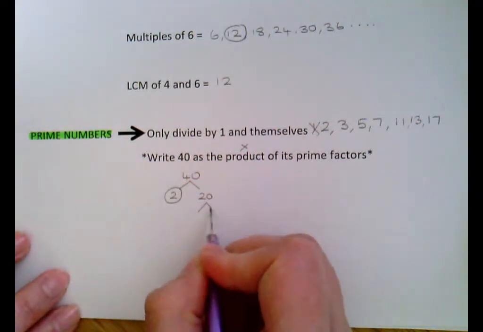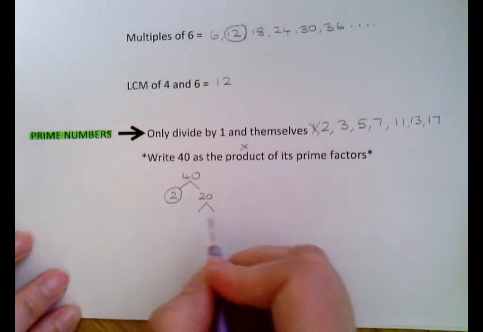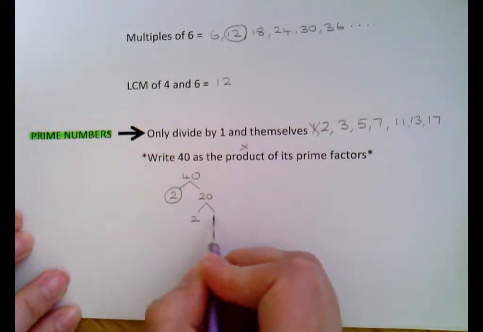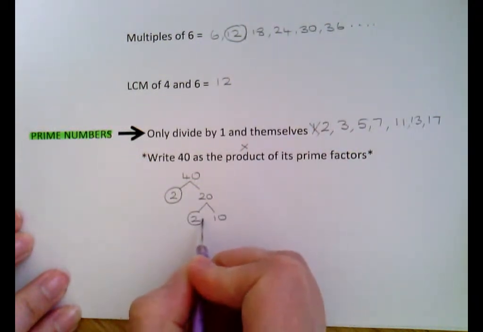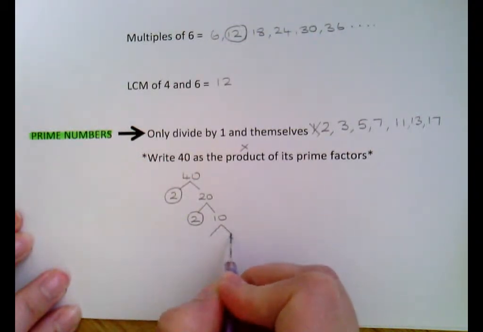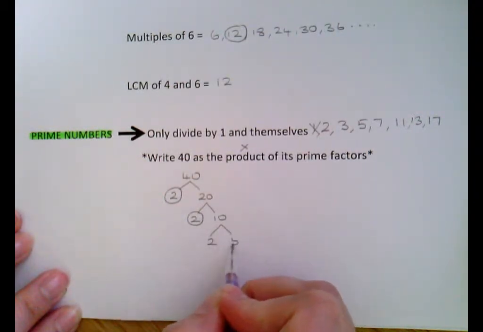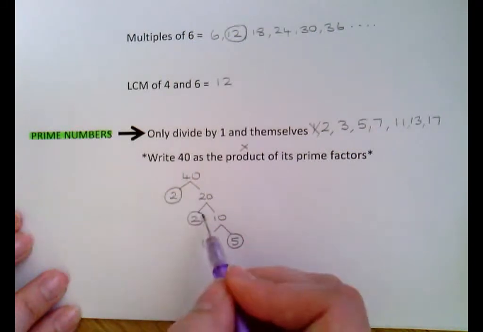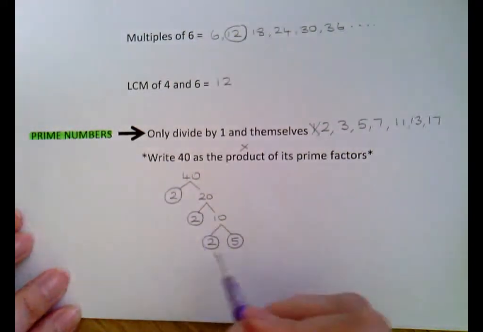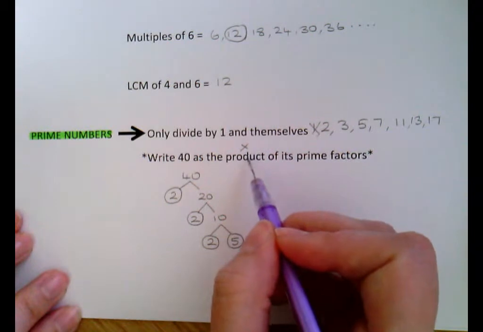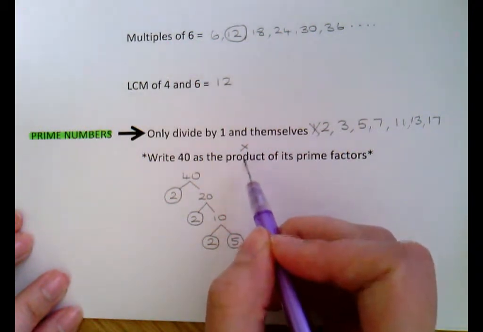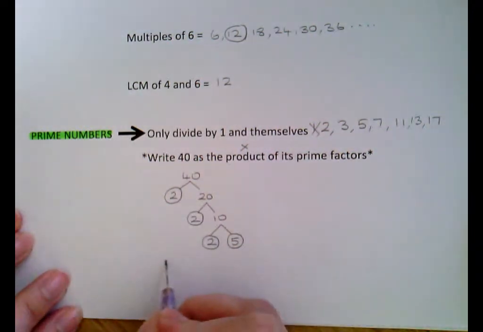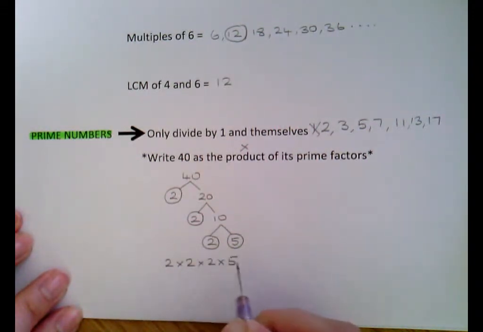So go to 20 then, you could split it up into 2 and 10, or 4 and 5. I'm going to go 2 and 10. Circle the 2 because it's prime, and then split the 10 up into 2 and 5, and then you circle both of those because they're both prime numbers. Once you have the end of all your branches circled, that's your working out finished, and then you just write the product of those, which is what you get whenever you multiply them all together. So you would have 2 times 2 times 2 times 5.